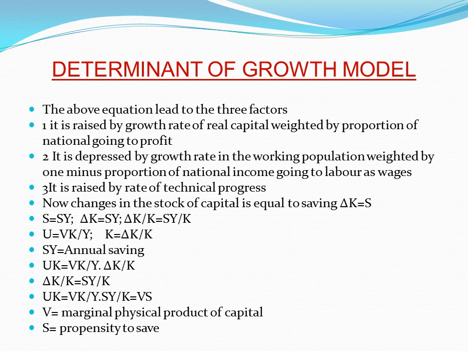U multiplied by K equal to V multiplied by K divided by Y multiplied by delta K divided by K. Delta K divided by K equal to S multiplied by Y divided by K. So U multiplied by K equal to V multiplied by K divided by Y multiplied by S multiplied by Y divided by K equal to V multiplied by S. V represents the marginal physical product of capital. S represents the propensity to save.